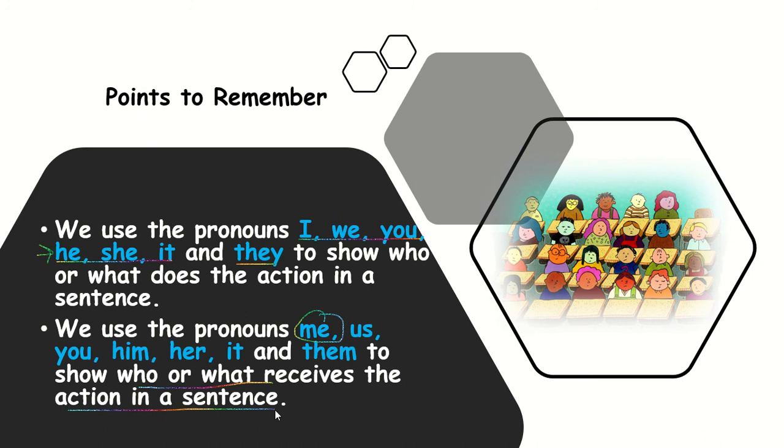Main maara, I am doing the action, so I am saying I, okay, and then I am hitting him. So I will say hit, okay, and I am hitting, I will not say he, I will say him. Okay, him kya ho gaya, ye receive kar raha hai action, I kya ho gaya, ye action kar raha hai. Whatever, okay, so I shows who is doing the action, and him shows who is receiving the action. So me, us, you, him, her, it, them.